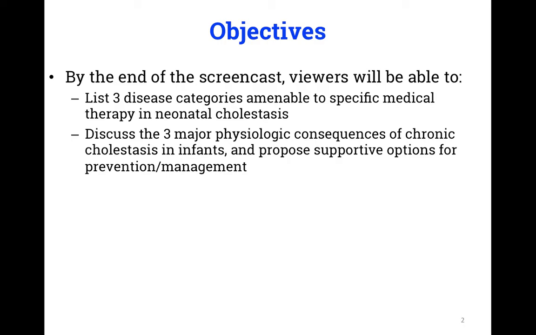And the main focus of the talk is going to be to discuss the three major pathophysiologic consequences of chronic cholestasis in the infant, and hopefully apply these principles to help understand what management options are out there, as well as potentially some preventative, usually secondary preventative options for prevention of progression of disease. Unfortunately, a lot of these options are general supportive measures and are used in all cases of neonatal cholestasis that are quite significant, and in particular ones where reversal of disease is unlikely.